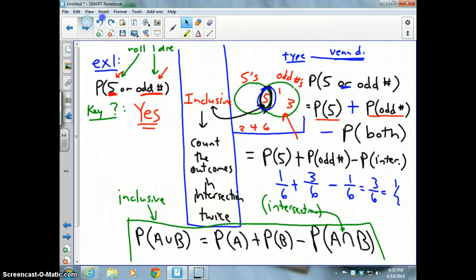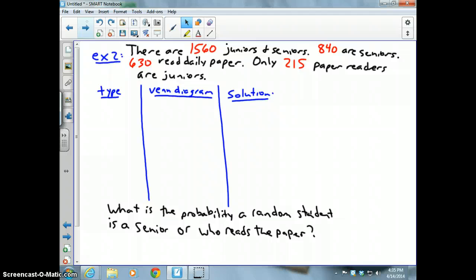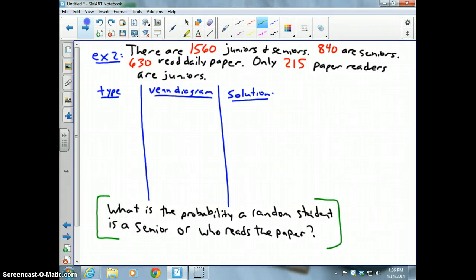All right, let's do one more example. Word problem here. There are 1,560 juniors and seniors in a school. 840 are seniors. 630 of them read the daily paper. Only 215 paper readers are juniors. Here's the question. What is the probability you pick a student at random who is either a senior or who reads the paper? So I want to know, what is the probability I pick either a senior or one who reads the paper?